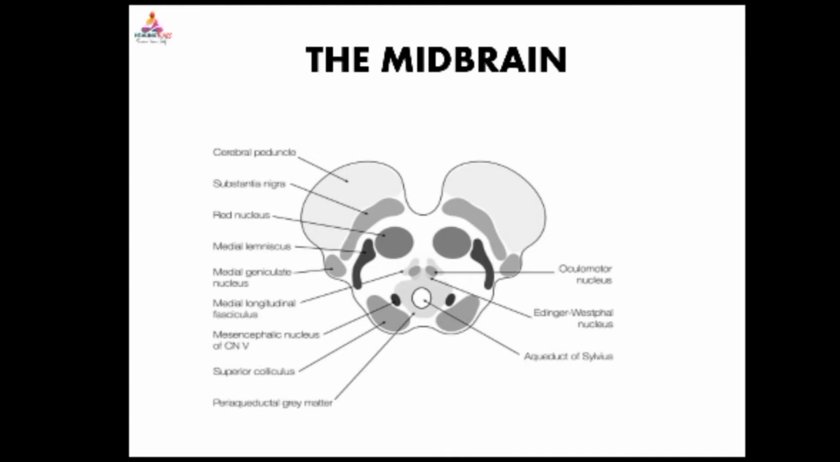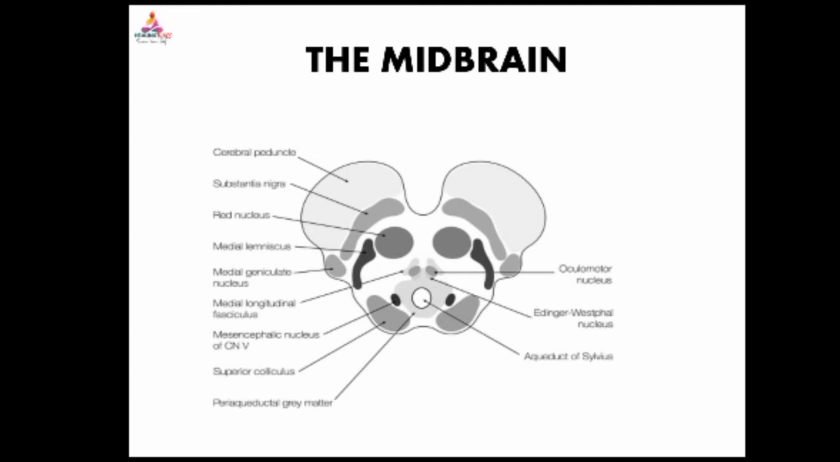The midbrain is traversed by the cerebral aqueduct. The part dorsal to the aqueduct is called the tectum and consists of four surface elevations, the corpora quadrigemina. The superior and inferior colliculi receive visual and auditory impulses respectively and are concerned with reflexes involving these senses.